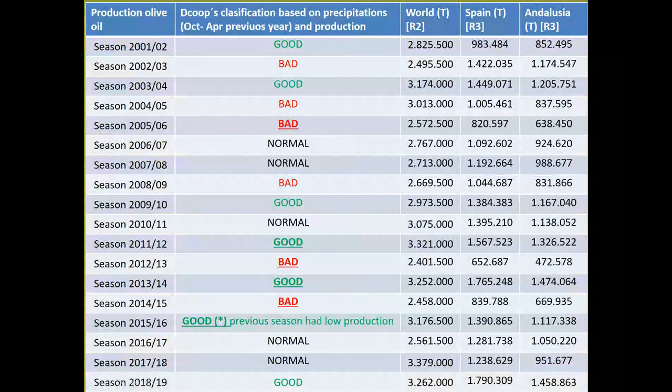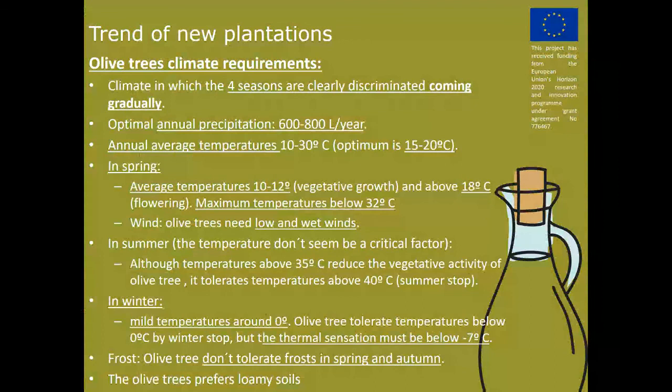Another point to take into consideration is the production in the future, the trend of the new olive tree plantations. Next, please. To know if the current olive oil area will continue to produce olives in the future, the COI will emphasize several points.